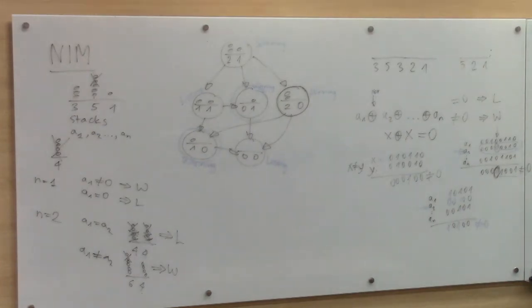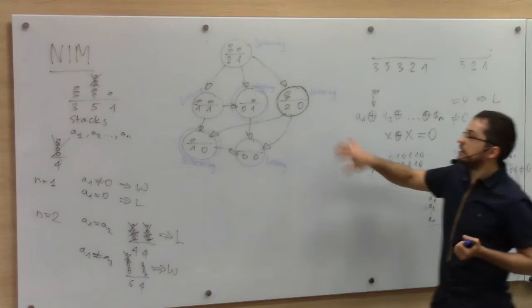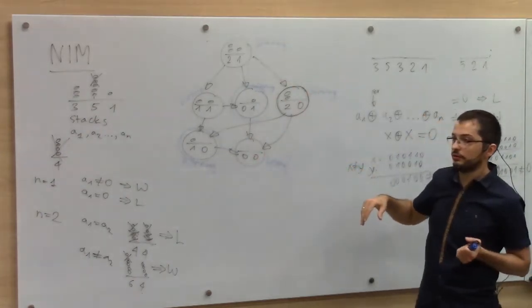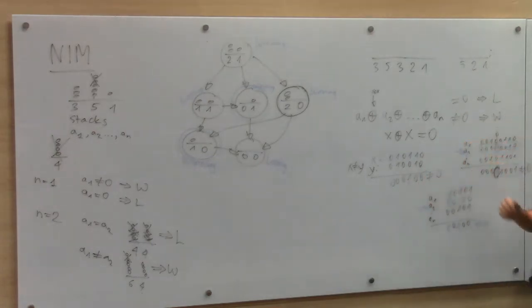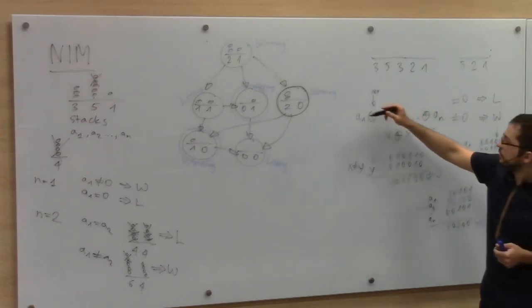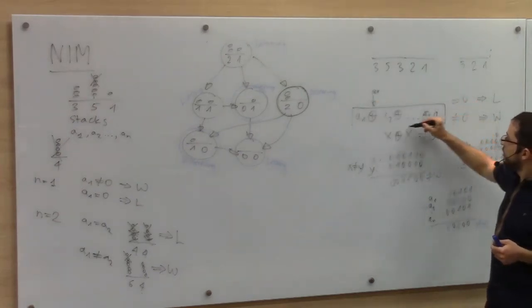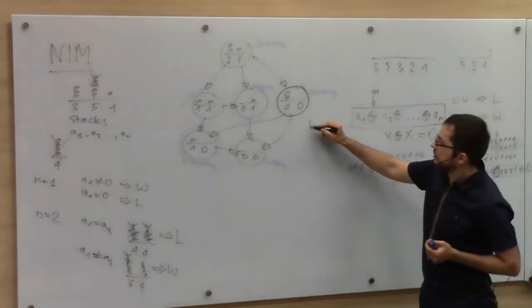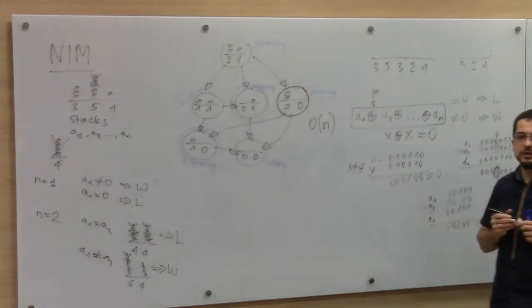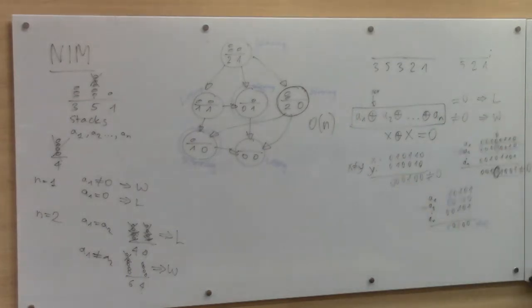Okay, so we don't have to consider all of the graph. If we want to see what is the winning position in Nim, we just take all of these heights of the stacks and we calculate the XOR of them, and we can do this in linear time. And if XOR is positive, this is the winning position. If it's zero, this is the losing position.